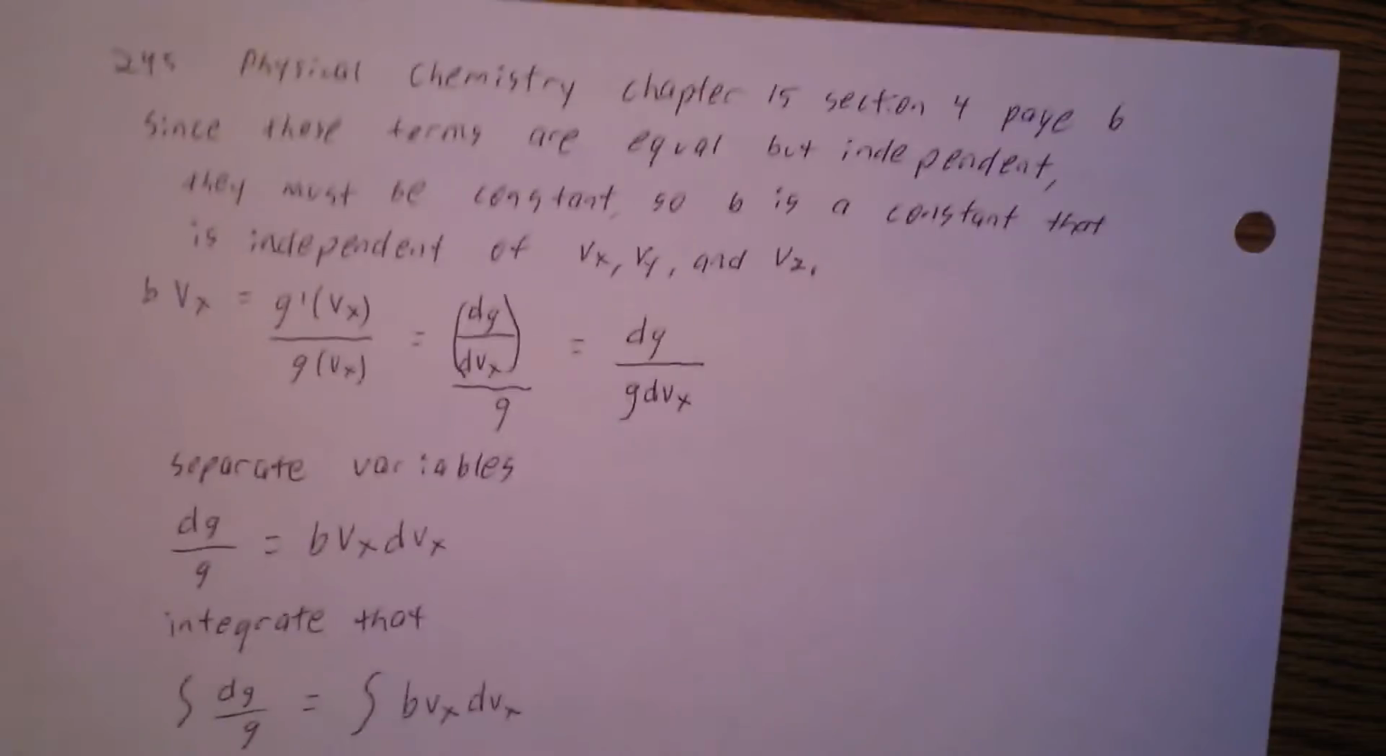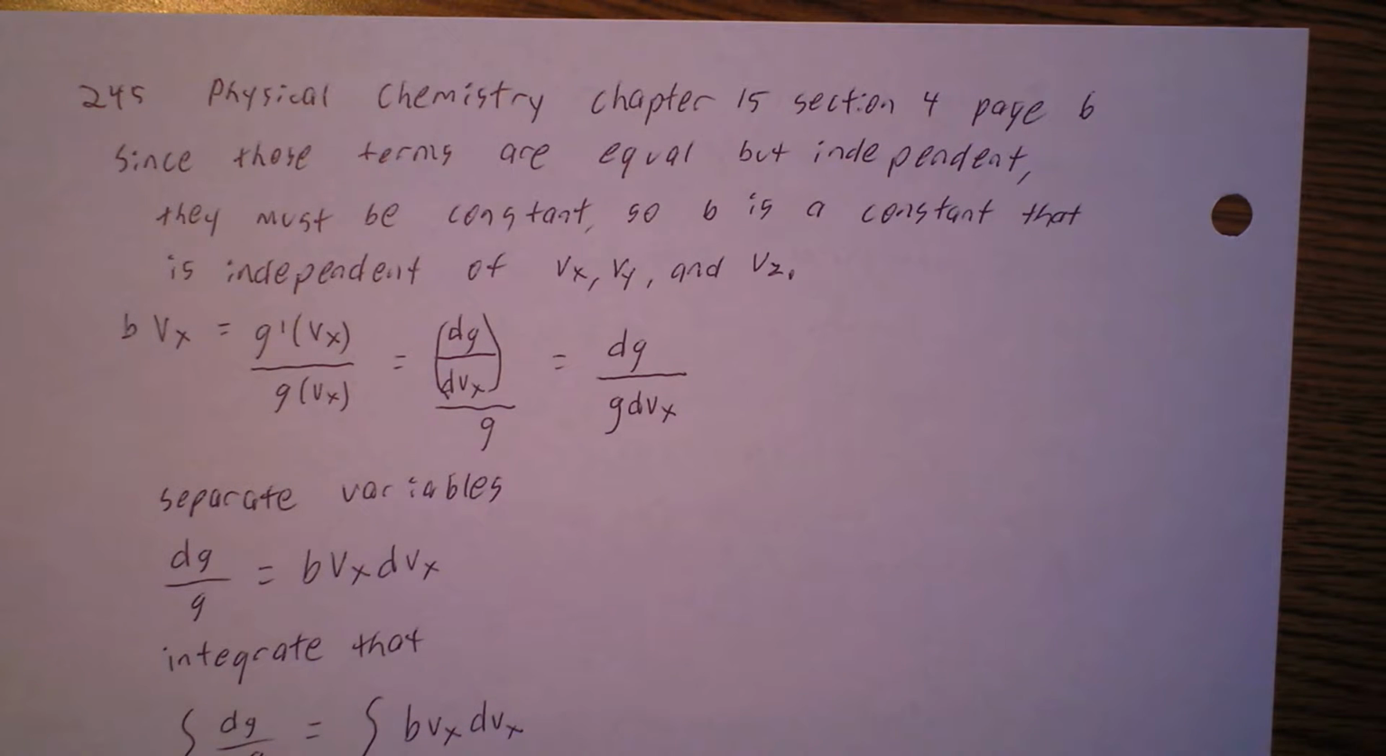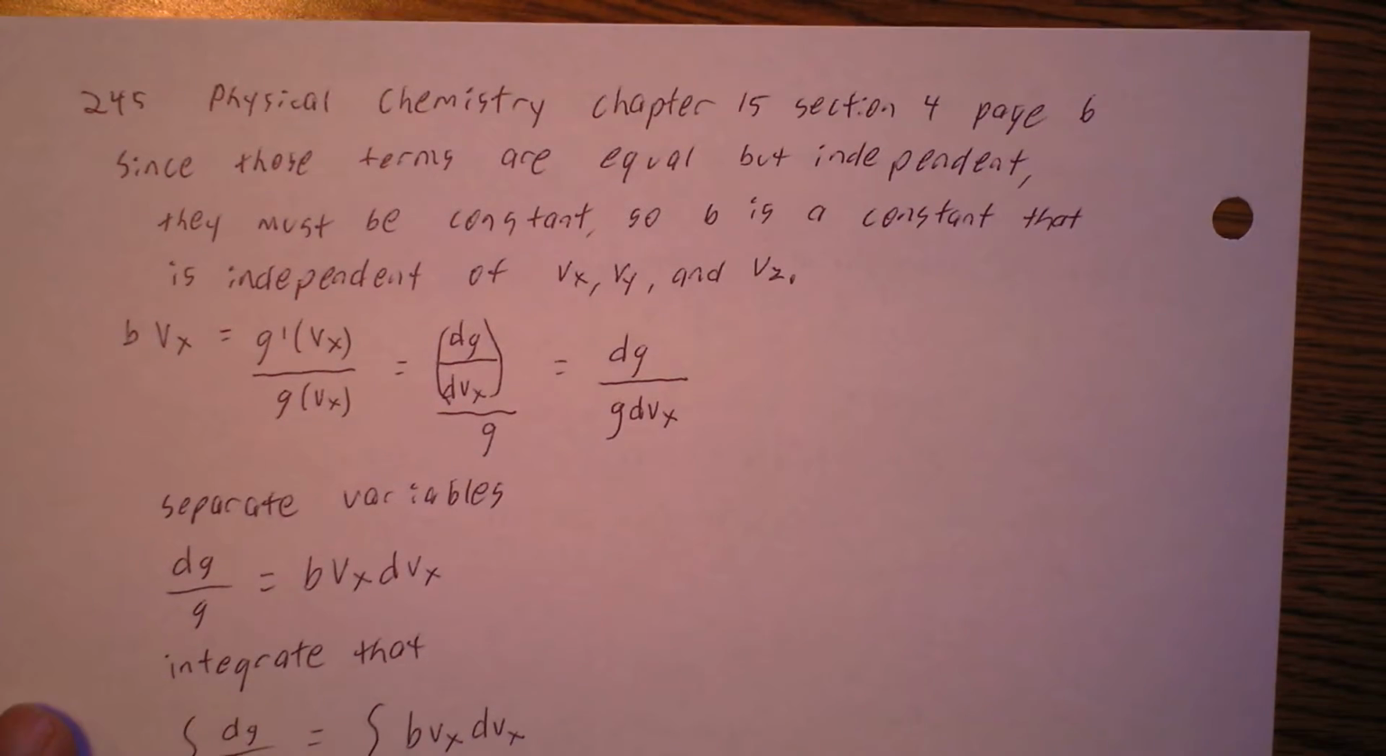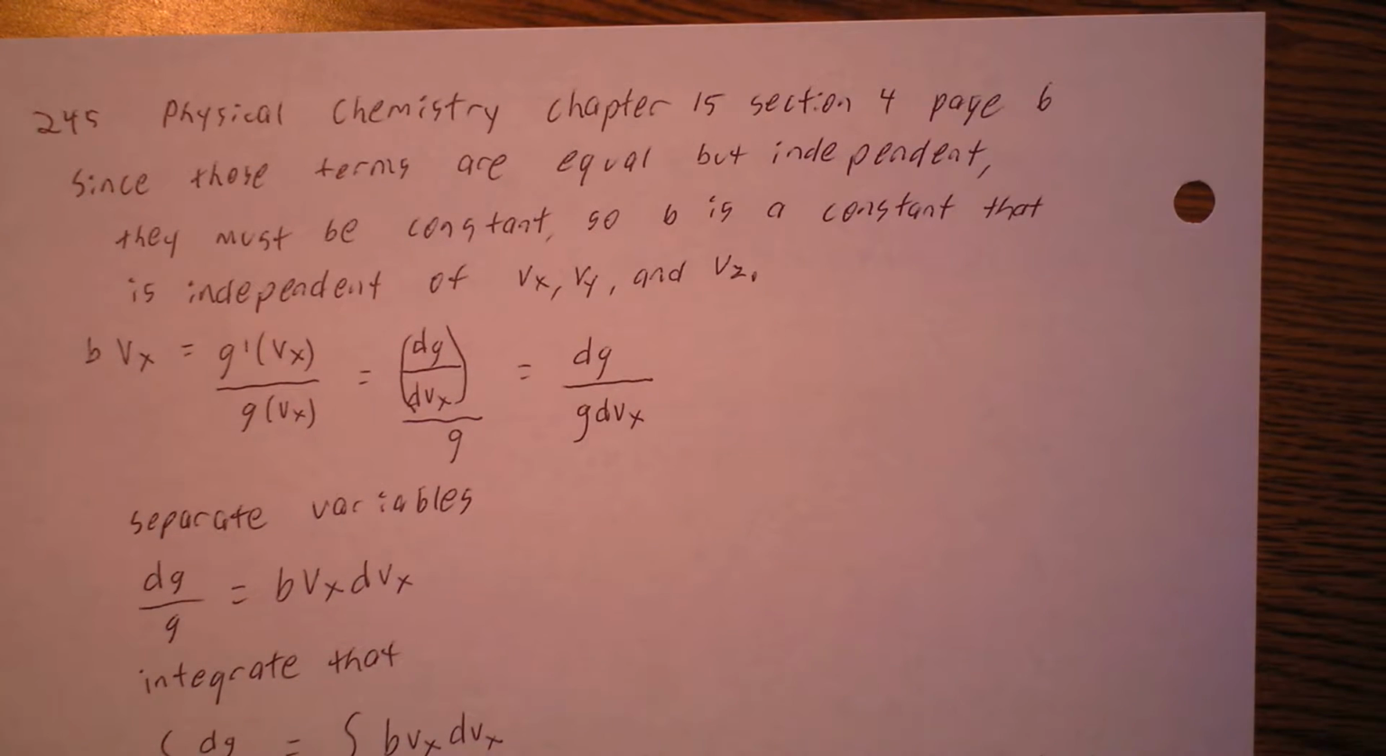Now, here's something interesting to think about. Those three terms are equal, but they're independent. Therefore, they must be constant. So b is a constant that is independent of the x component of velocity and the y component of velocity and the z component of the velocity. So we have b times the x component of velocity is equal to g prime of vx divided by g of vx.